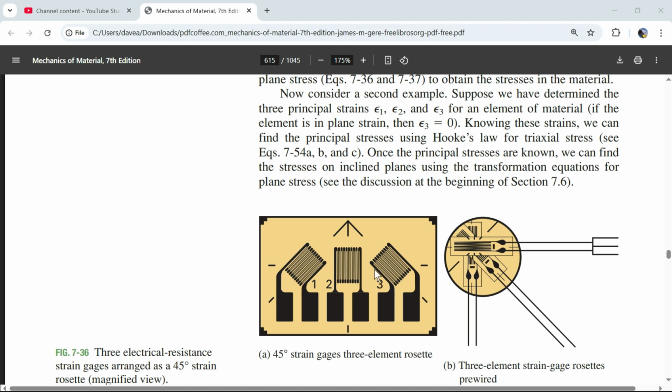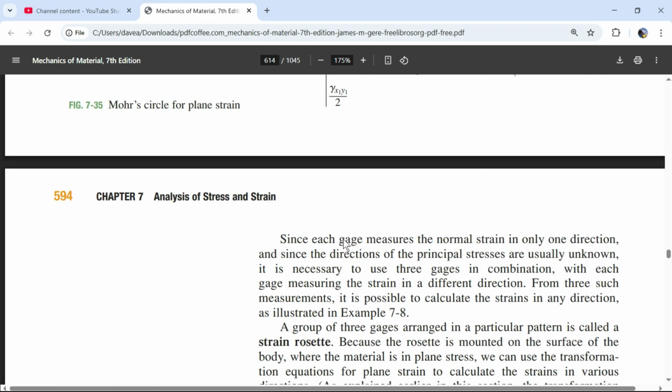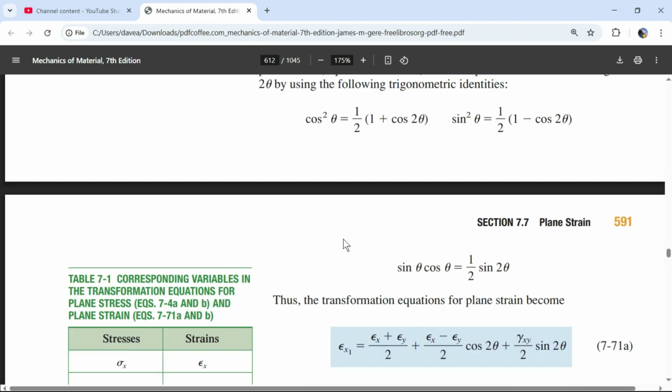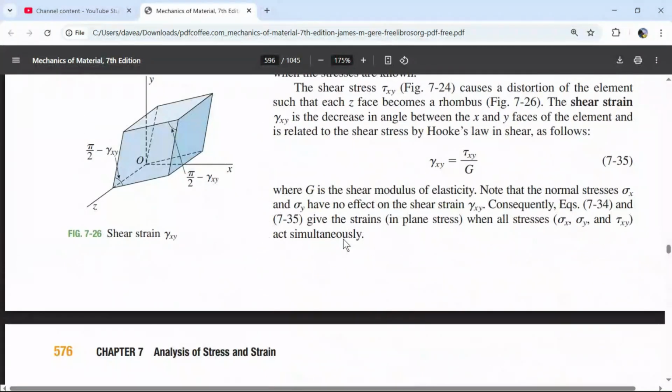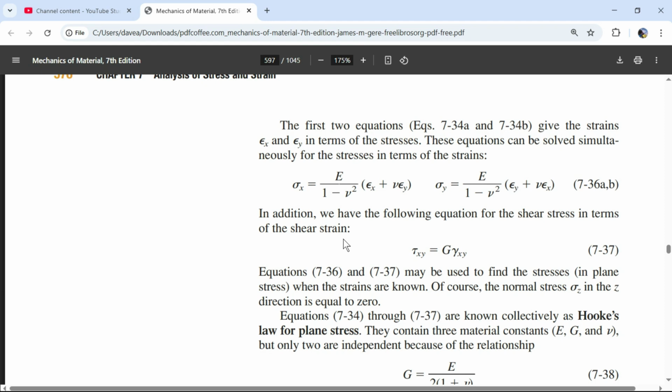So with just a small little electrical device that you can basically glue on something and then pull on it, there are enough bonds in the glue to make sure it pulls with the material, and we can measure that. So that is why I'm okay with the fact that they're saying that, sure, if I knew the strains, I could then know the stresses.